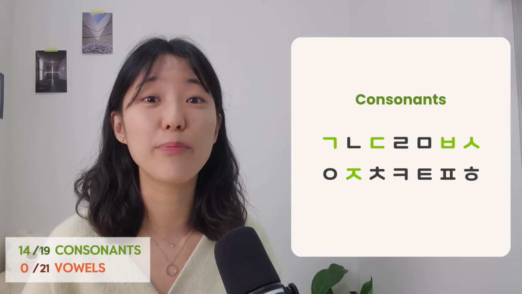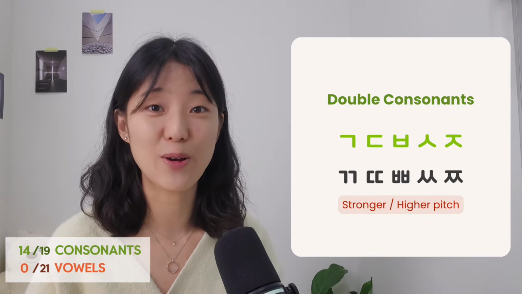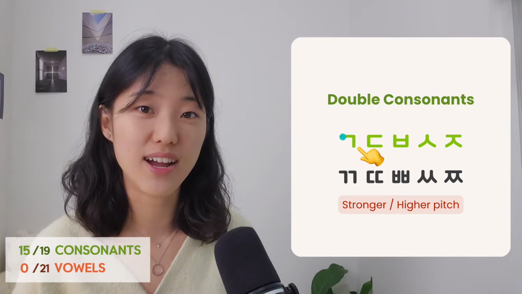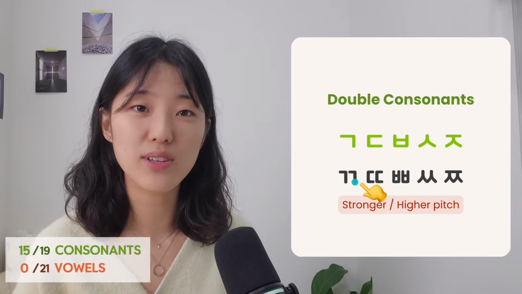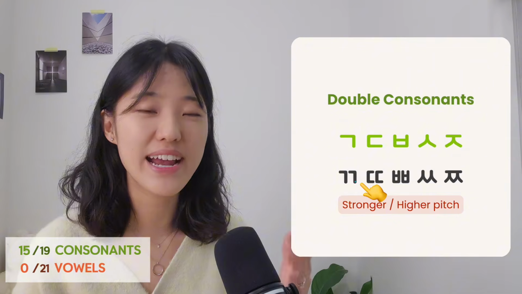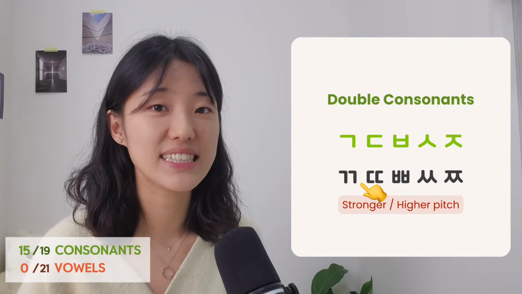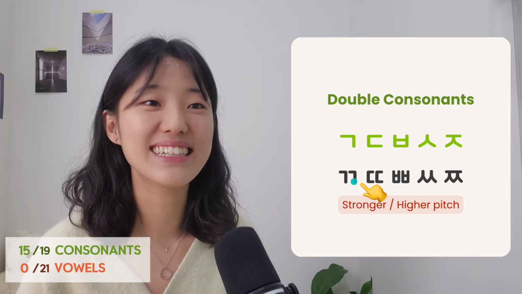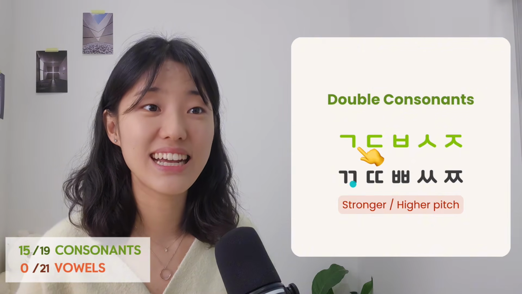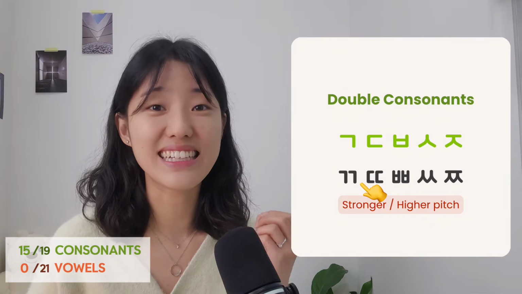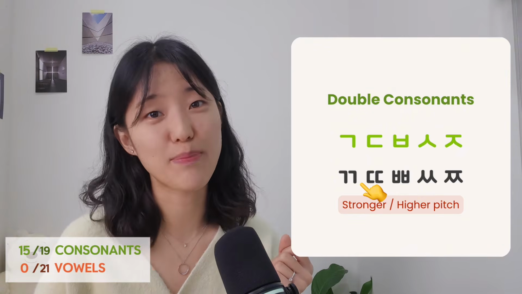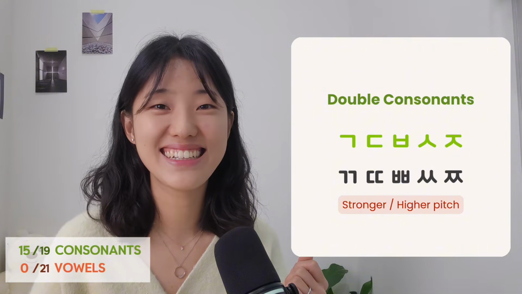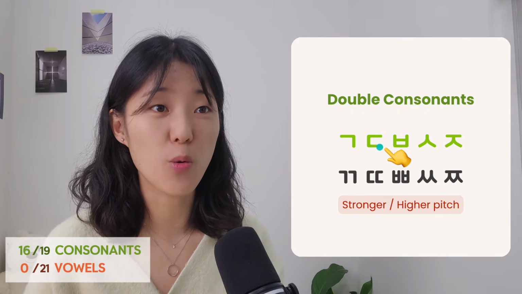Congratulations! We already covered all the basic consonants, and we have 5 consonants that are special and they can become double consonants. So here, for example, this G, remember the gun, becomes doubled, so they become stronger and higher pitch. I think the G sound is similar to Spanish, like ¿Cómo estás? Go, go, go.